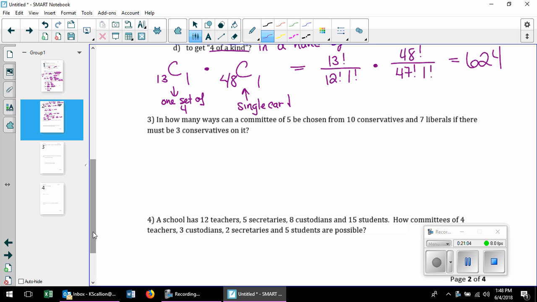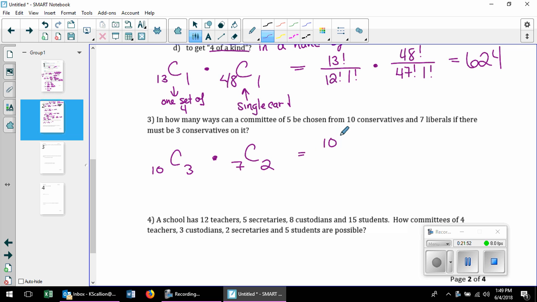Paige, what about you? 10 choose 3. And what has to happen at the same time? So multiplied by 7 choose 2. They have to add up to 5. The way this is written, there must be 3 conservatives on it. It's a finite amount of number. We say at least 3 conservatives if you want to go, we'll do that. So don't worry if we're getting there.